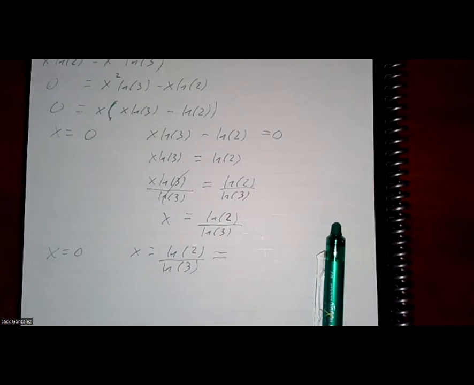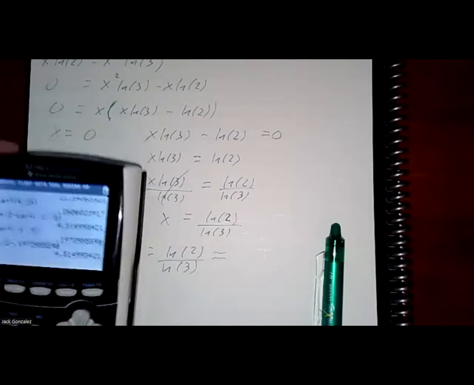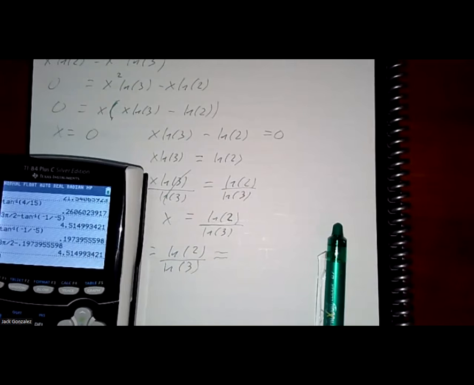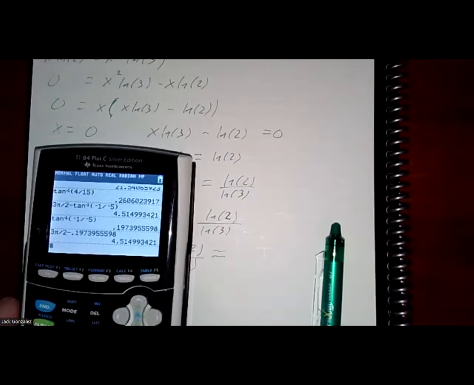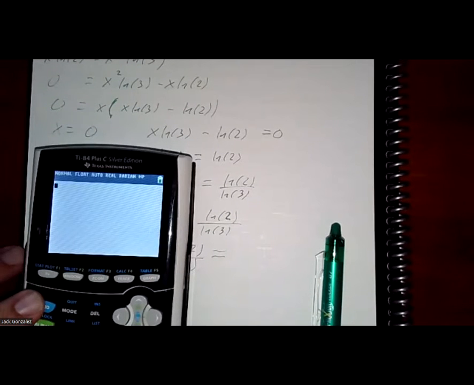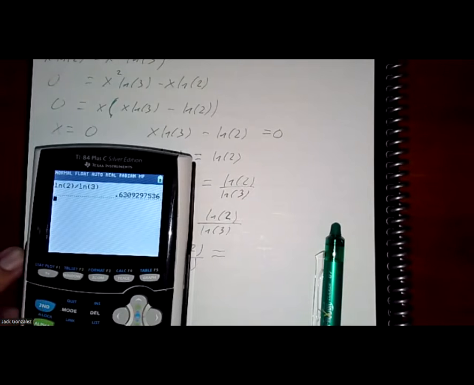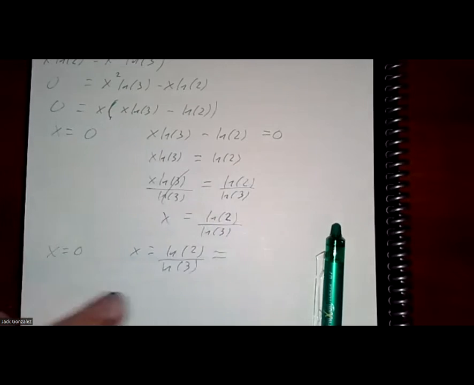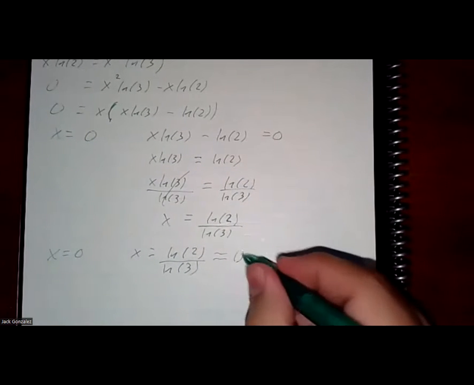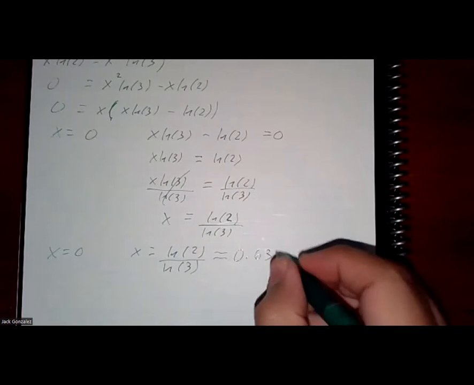Here, let's punch it in just so we can see, because I know it looks funky, right? But these are just numbers, like the number 2/3. So ln 2, divided by ln 3 is 0.63. That's all it is. So x is equal to basically 0.631.